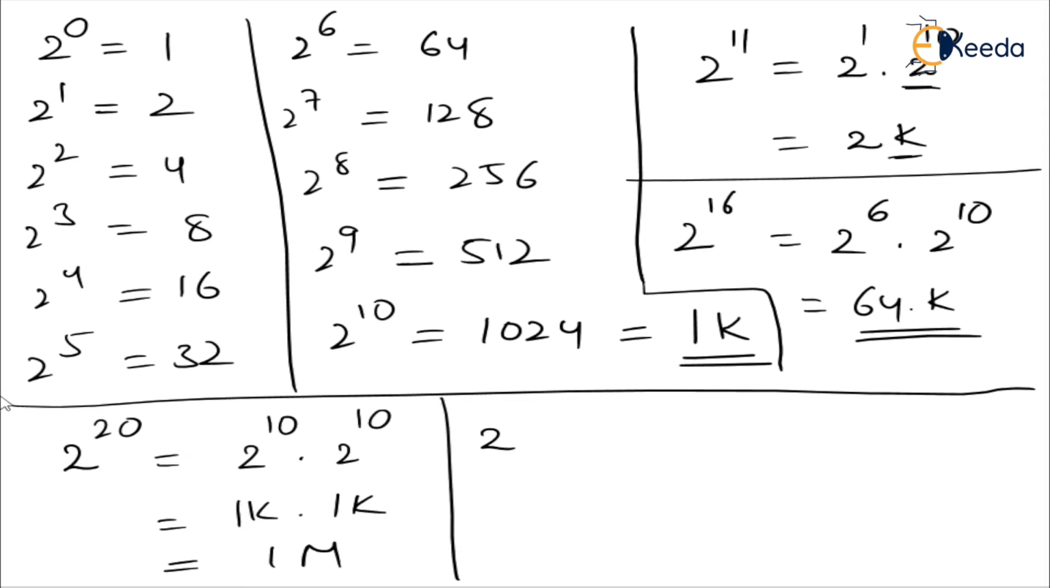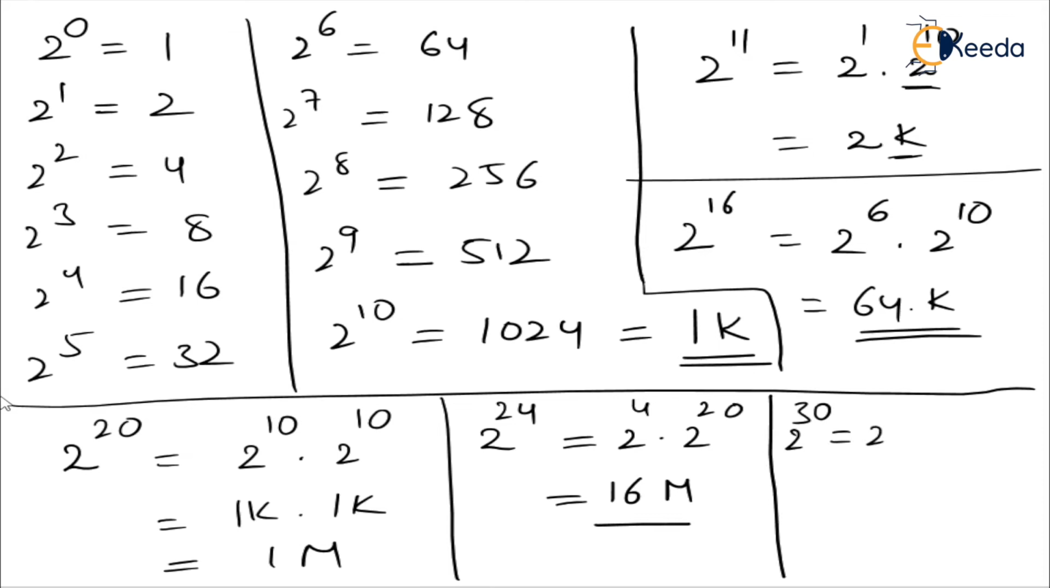Now you tell me 2 power 24. How much? 2 power 24 is 2 power 4 into 2 power 20. 2 power 4 is how much? 16. 2 power 20 is how much? 16 mega. Now you tell me 2 power 30.